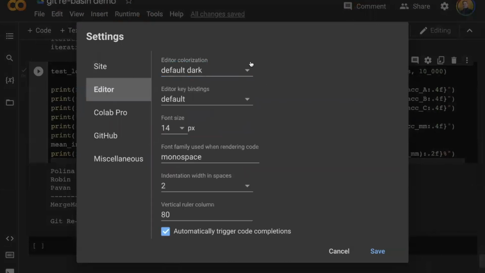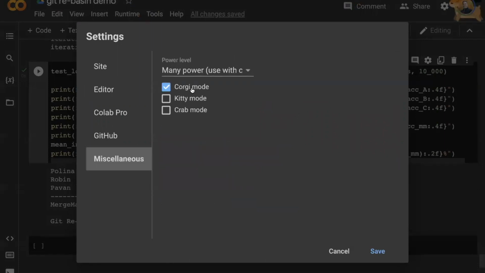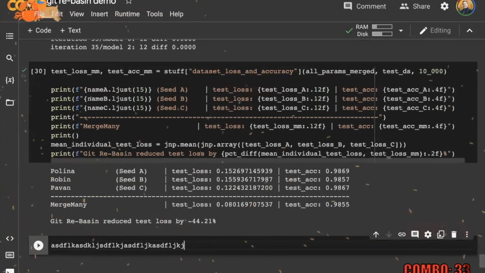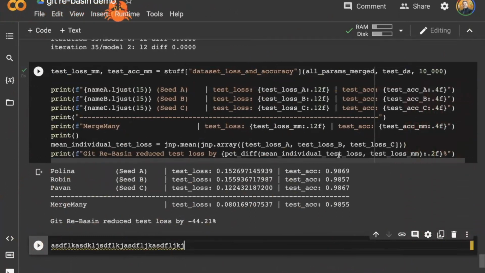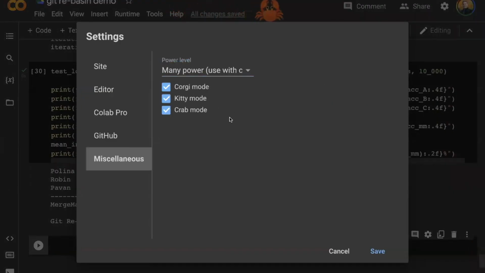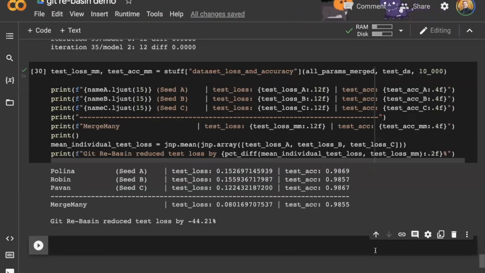Let me find the editor. Yeah, wait, how did I do this nonsense? That's a good question. Oh, here it is. There's corgi mode, kitty mode, and crab mode. Okay, let's see what if I enable all of them. What does that do? Oh my God. Now we have crabs too. I see. So I guess that's the answer. You go up to settings and then go to miscellaneous, and then they have these modes. I don't know if it's professional to have all this on my talks, but I forgot to turn it off. I consider it professional. Thank you. Professional for DLCT at least.